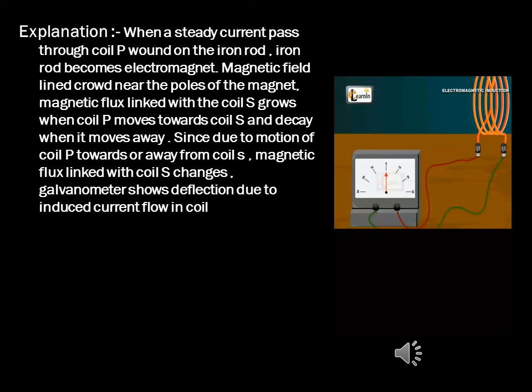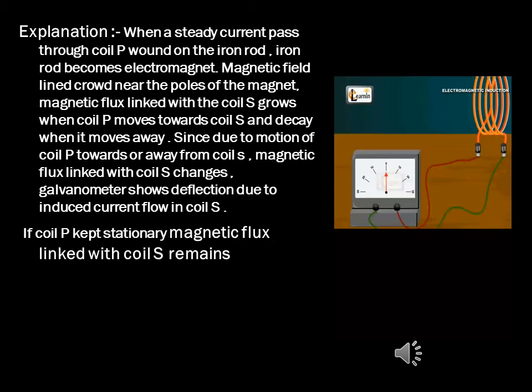The galvanometer shows deflection due to the induced current flowing in the coil S, the secondary coil. If the coil P is kept stationary, the magnetic flux linked with coil S remains the same. The galvanometer does not show deflection.